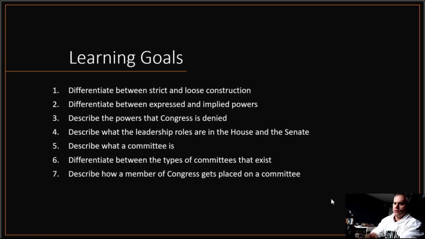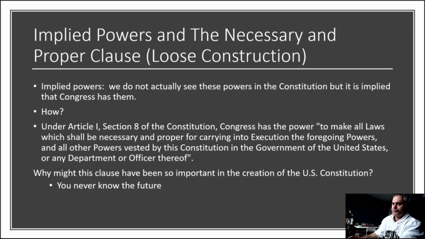We've got 7 learning goals for today. Differentiate between strict and loose construction, differentiate between expressed and implied powers, describe the powers that Congress has denied, describe what the leadership roles are in the House and Senate, describe what a committee is, differentiate between the types of committees that exist, and describe how a member of Congress gets placed on a committee. The first 2 are from our previous lesson, while 3 through 7 will be new ones for us today. So let's get back to implied powers.